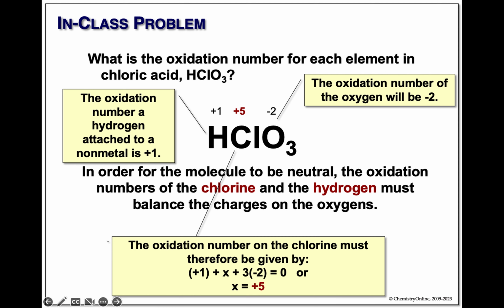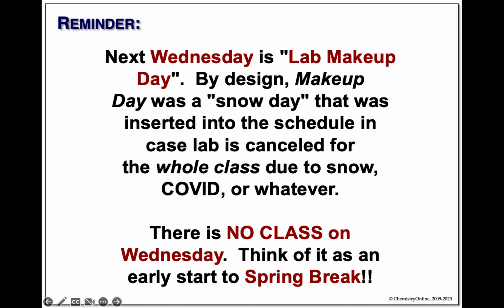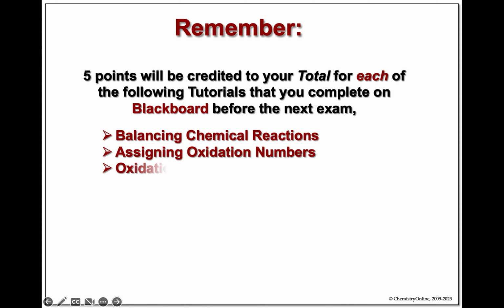All right, I think this means we survived Chapter 5. Wednesday, no class. It's an extension of your spring break. Sit still, there's something important coming. And that's the tutorials. Balancing, assigning ox numbers, and redox. 15 points.